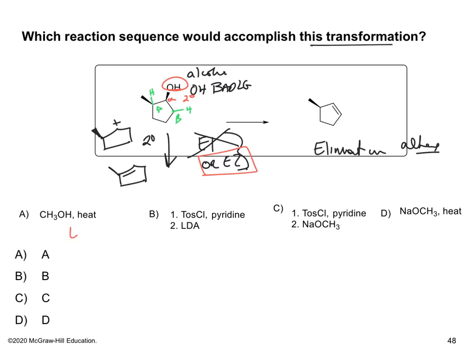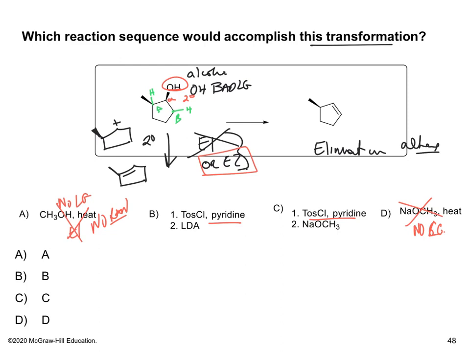It's not going to, this would be E1, and there's no leaving group. So that would really be no reaction because with methanol, you don't have a leaving group. This one makes tosyl chloride and pyridine. This is tosyl chloride and pyridine. This here doesn't work because there's no leaving group.